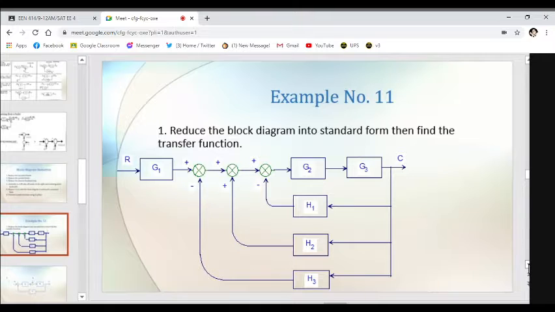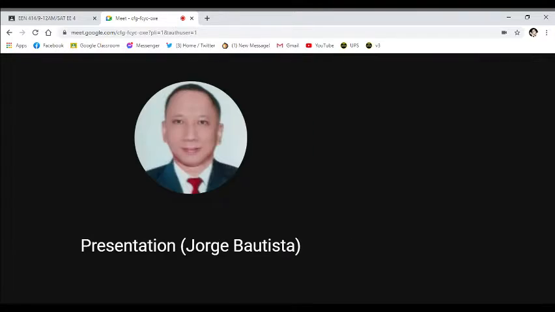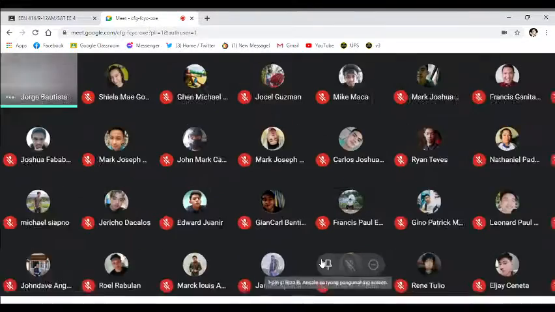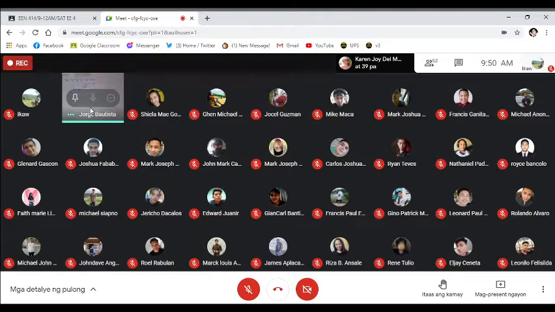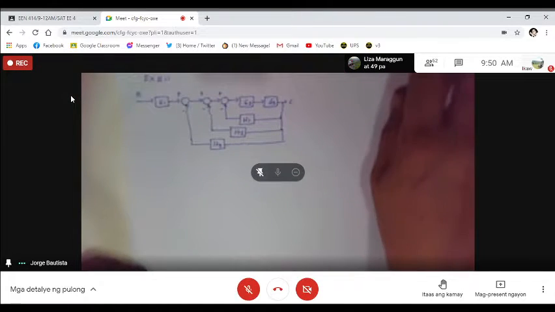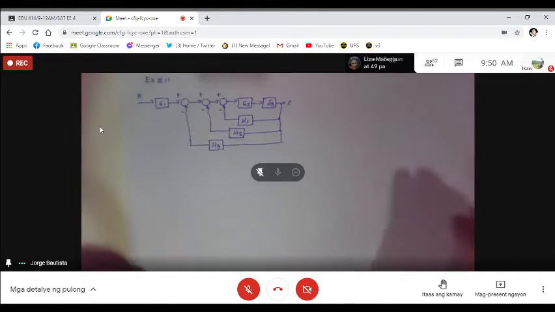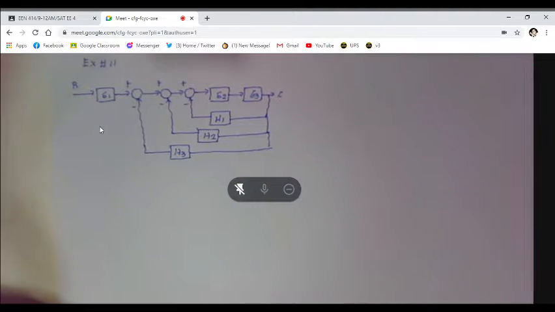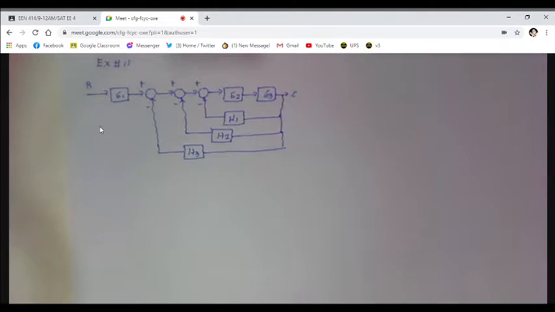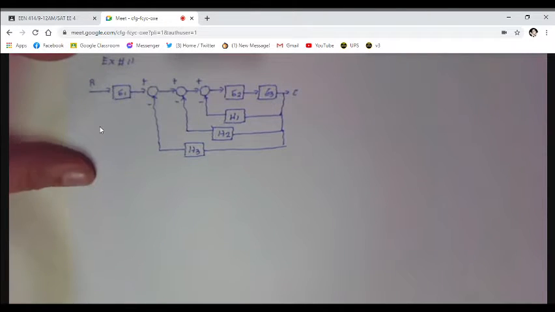Okay, so let's try to reduce this. So, stop sharing. Isinulat ko na to. Okay, ayan. Okay, so you try to analyze your circuit first, no? Or your block diagram. Okay?